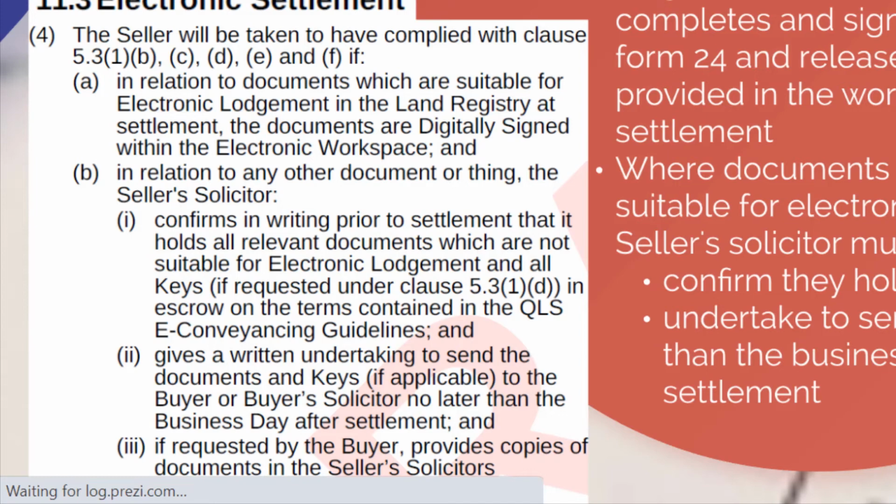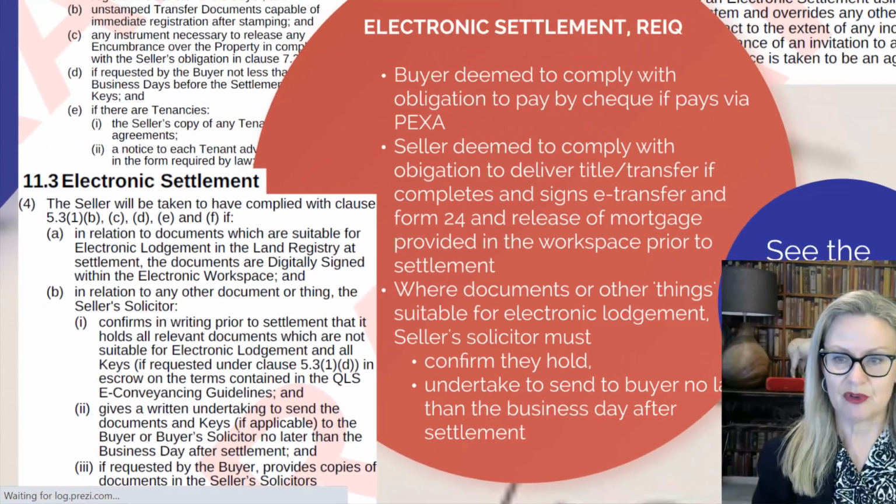If there are documents or other things that are not suitable for electronic lodgement, then the seller has to confirm they hold them. They have to undertake to send them to the buyer no later than the business day after settlement. And if a canny buyer requests copies of the documents held by the seller solicitors, then they can request them, and the seller has to go ahead and provide copies of those.